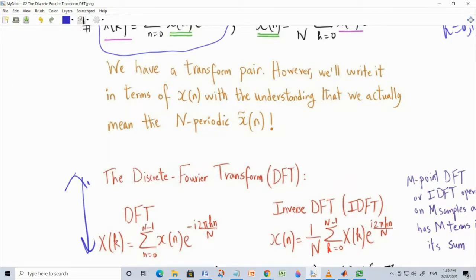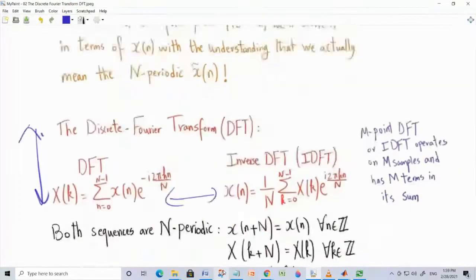Note the following: if you write down something like this, both x of n and big X of k are mathematically periodic, no matter what you do. Suppose I just write down these two expressions and tell you to examine the periodicity of small x and big X. They are discrete sequences, one depends on n and the other on k. Examine their periodicity. Let's see.